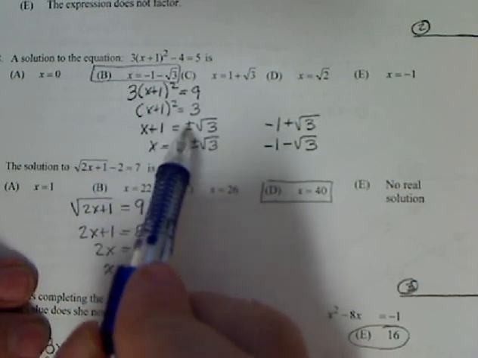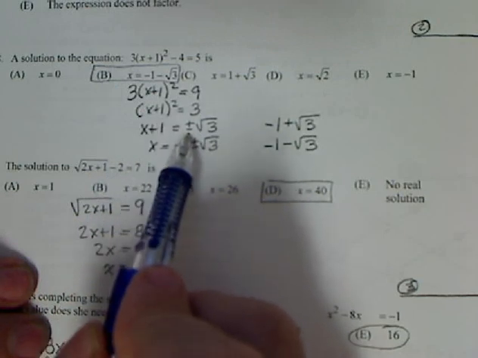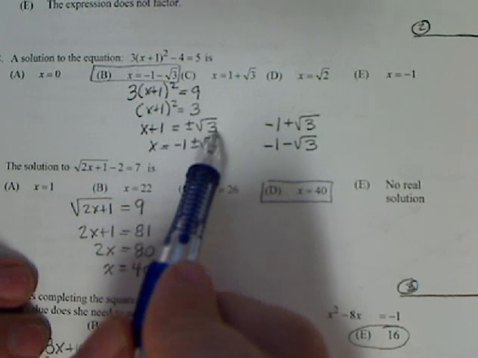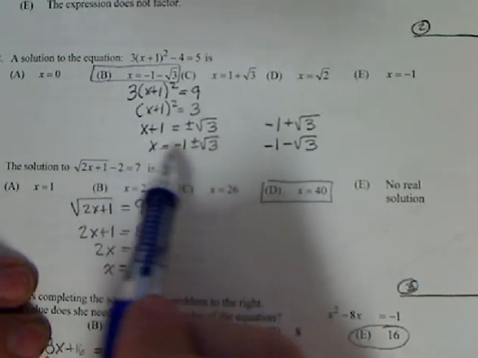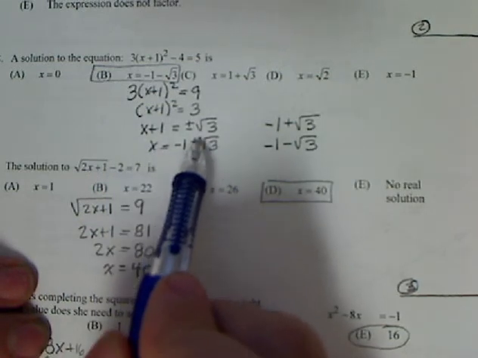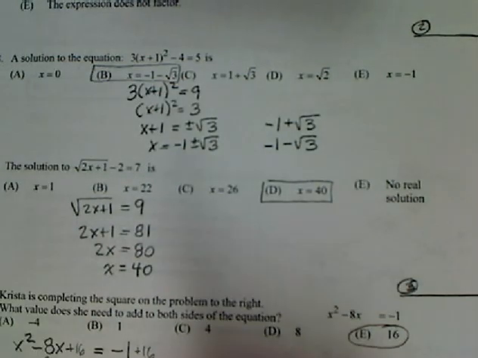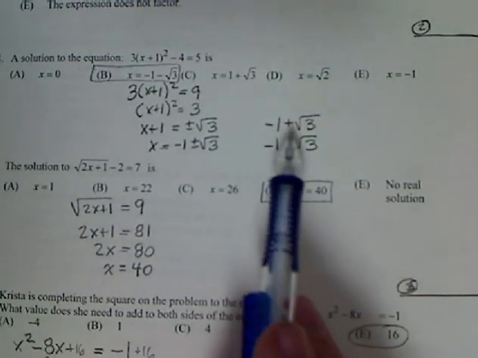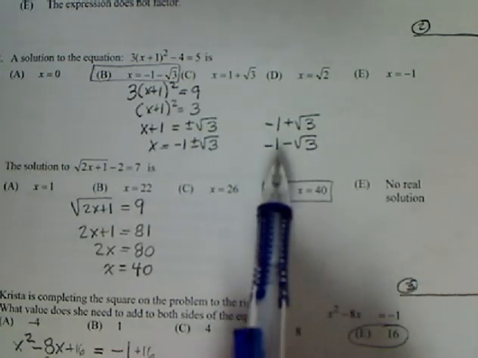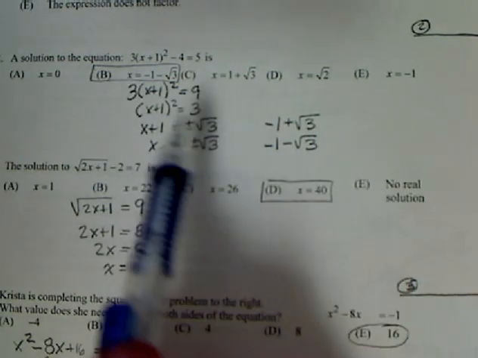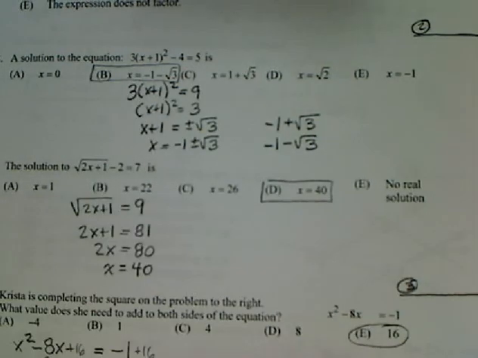Take the square root. You got to do plus or minus whenever you take a square root. So plus or minus the square root of 3 equals x plus 1. Subtract 1. Get negative 1 plus or minus the square root of 3. So the possible solutions you're going to look for on our list are negative 1 plus root 3 and negative 1 minus root 3. The one that was there was B.